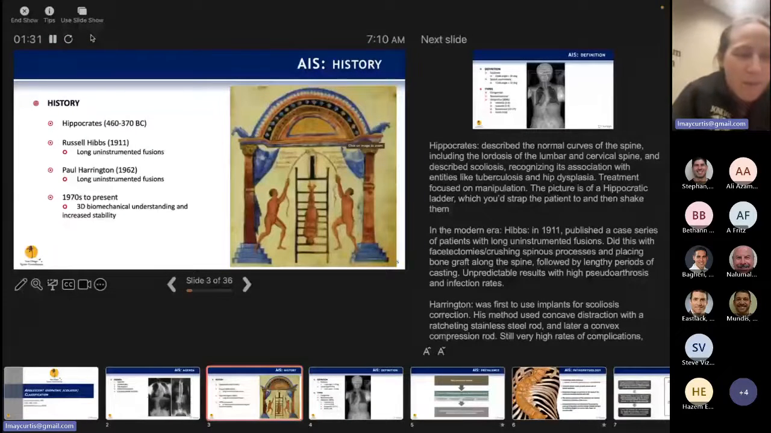So this was the Hippocratic ladder, where you'd strap the patient to it and then shake them, and you'd do it either right side up or upside down, depending on where the deformity was.